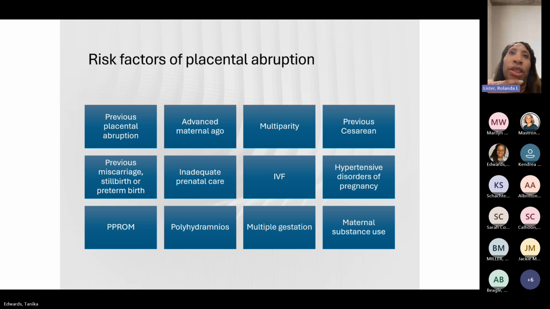And maternal substance use, particularly stimulants like amphetamine and cocaine, can lead to placental abruption. Smoking is a big one. Okay, next slide, please.